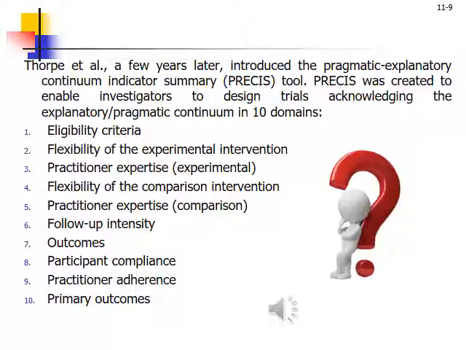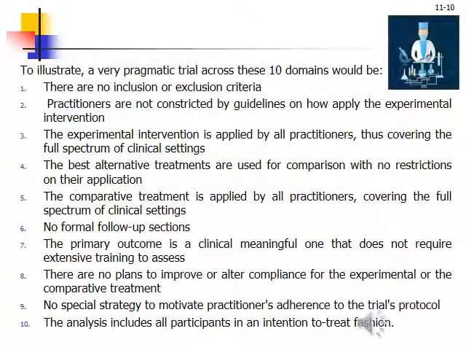practitioner adherence, and primary outcomes. To illustrate, a very pragmatic trial across these 10 domains would be: there are no inclusion or exclusion criteria. Practitioners are not constricted by guidelines on how to apply the experimental intervention. The experimental intervention is applied by all practitioners, thus covering the full spectrum of clinical settings. The best alternative treatments are used for comparison with no restrictions on their application. The comparative treatment is applied by all practitioners, covering the full spectrum of clinical settings.